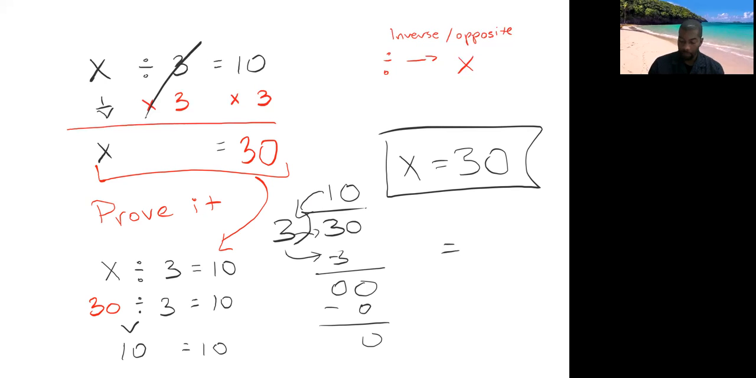Let's try it again. Let's just say the number 9. 9 is equal to some number divided by 2. So 9 equals y divided by 2.